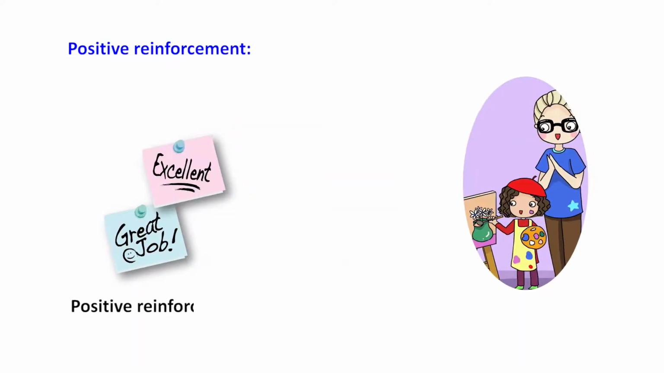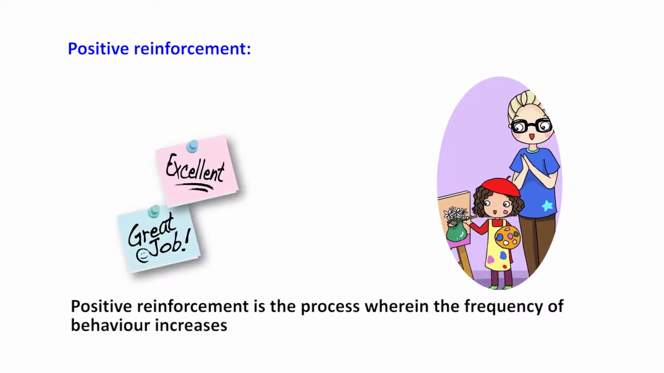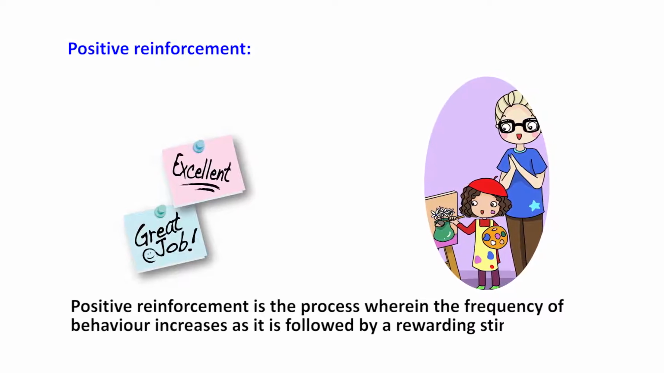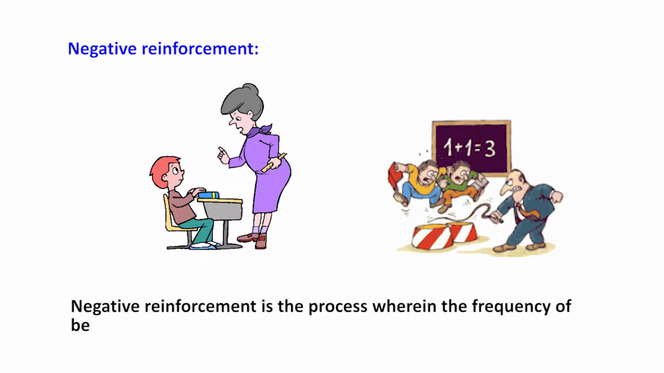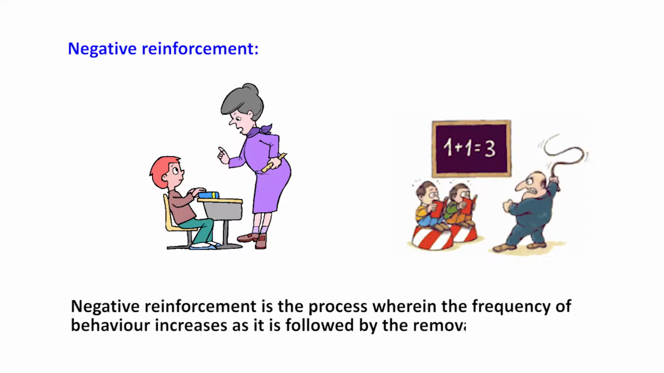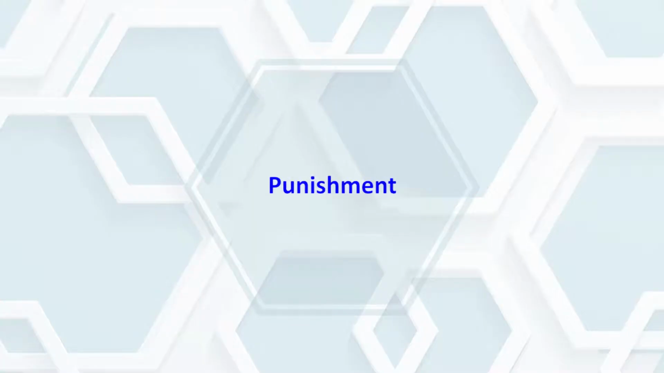But do understand that in both the cases, the end result is a higher incidence of book reading. Hence, positive reinforcement is a process wherein the frequency of behavior increases as it is followed by a rewarding stimulus. Whereas negative reinforcement is the process wherein the frequency of behavior increases as it is followed by the removal of an aversive stimulus.